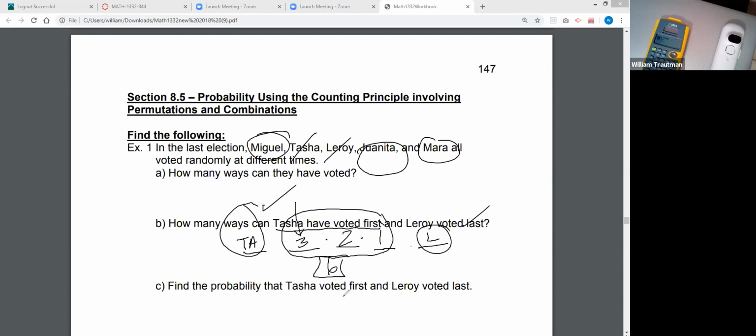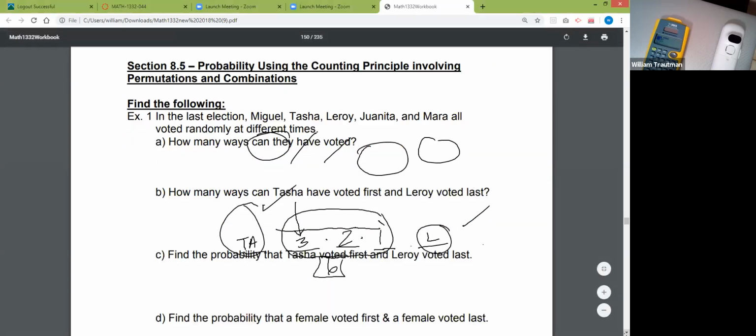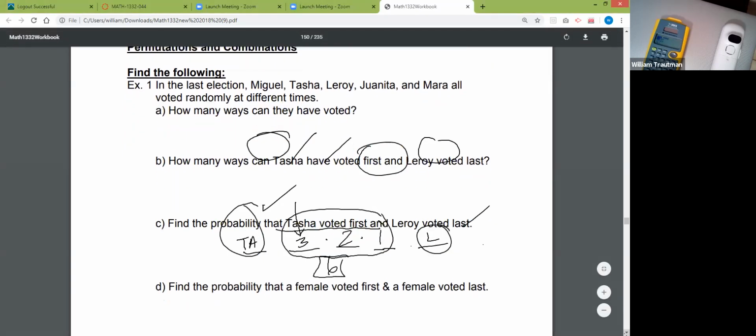Is this the same question as the last one? Oh, now we have to have the probability. Okay. This is good. See, it kind of sounds like the same thing. Let me erase all this.